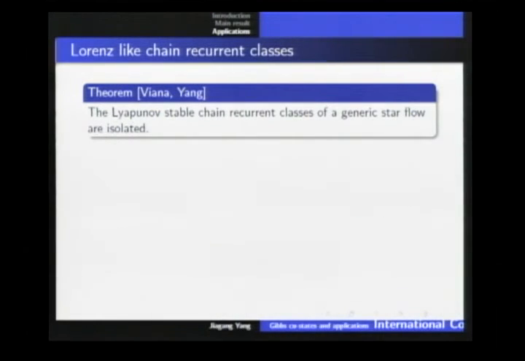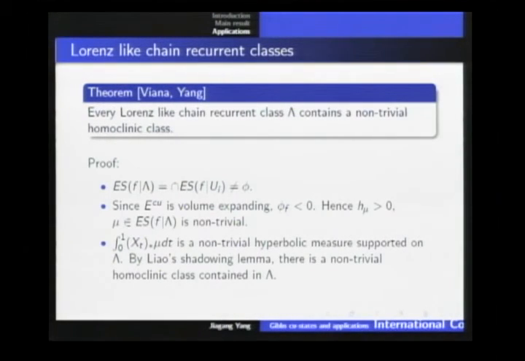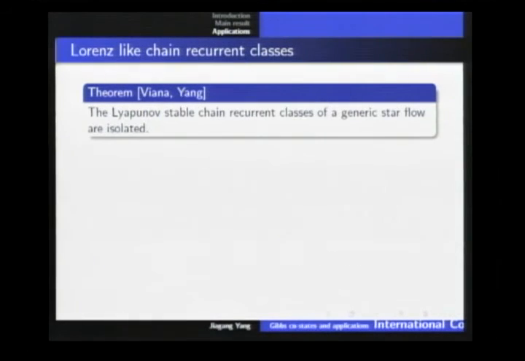Finished? No, okay. I need to come back. Every Lorentz-like Cherry cutting class contains a non-trivial Hohmann cutting class. It contains periodic points, okay? We have a measure. It contains periodic points, and we finish the proof.